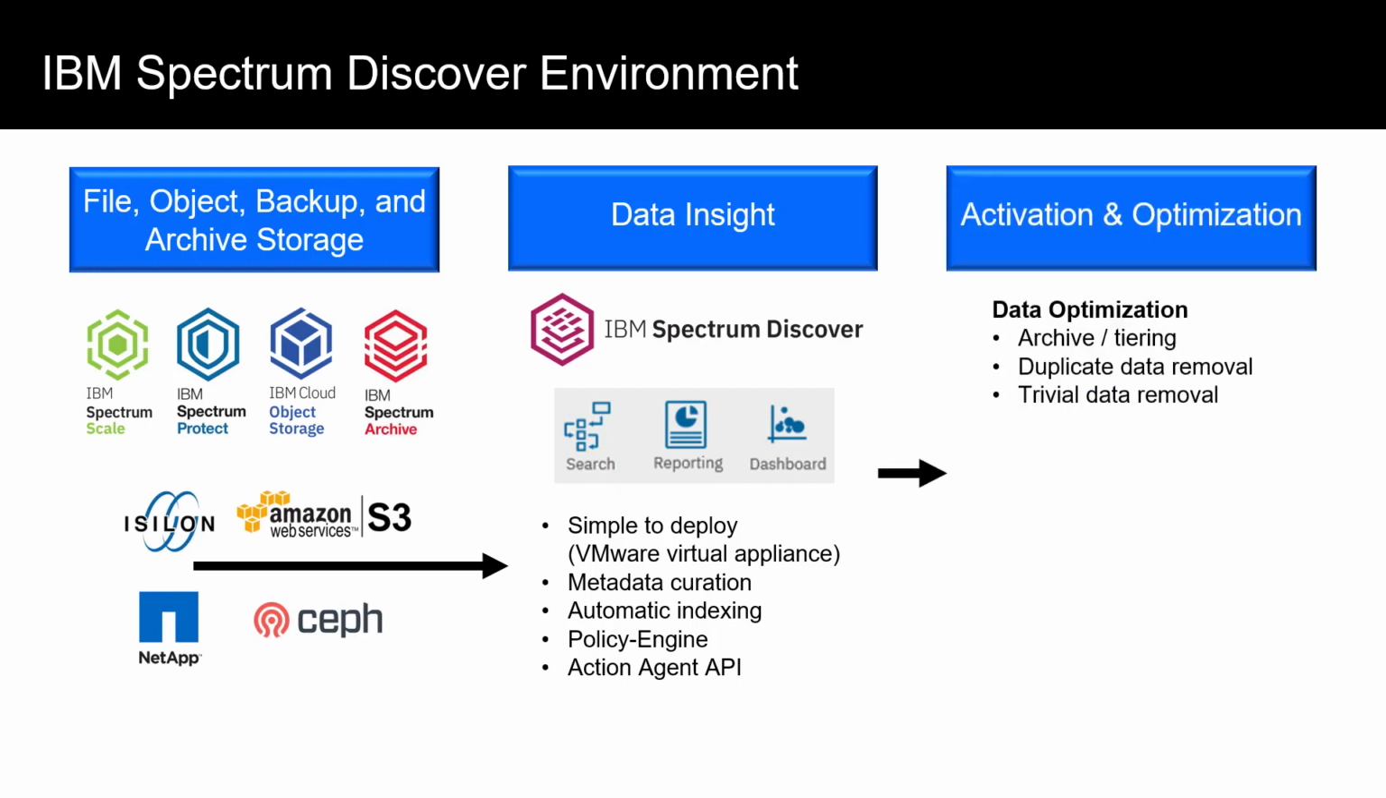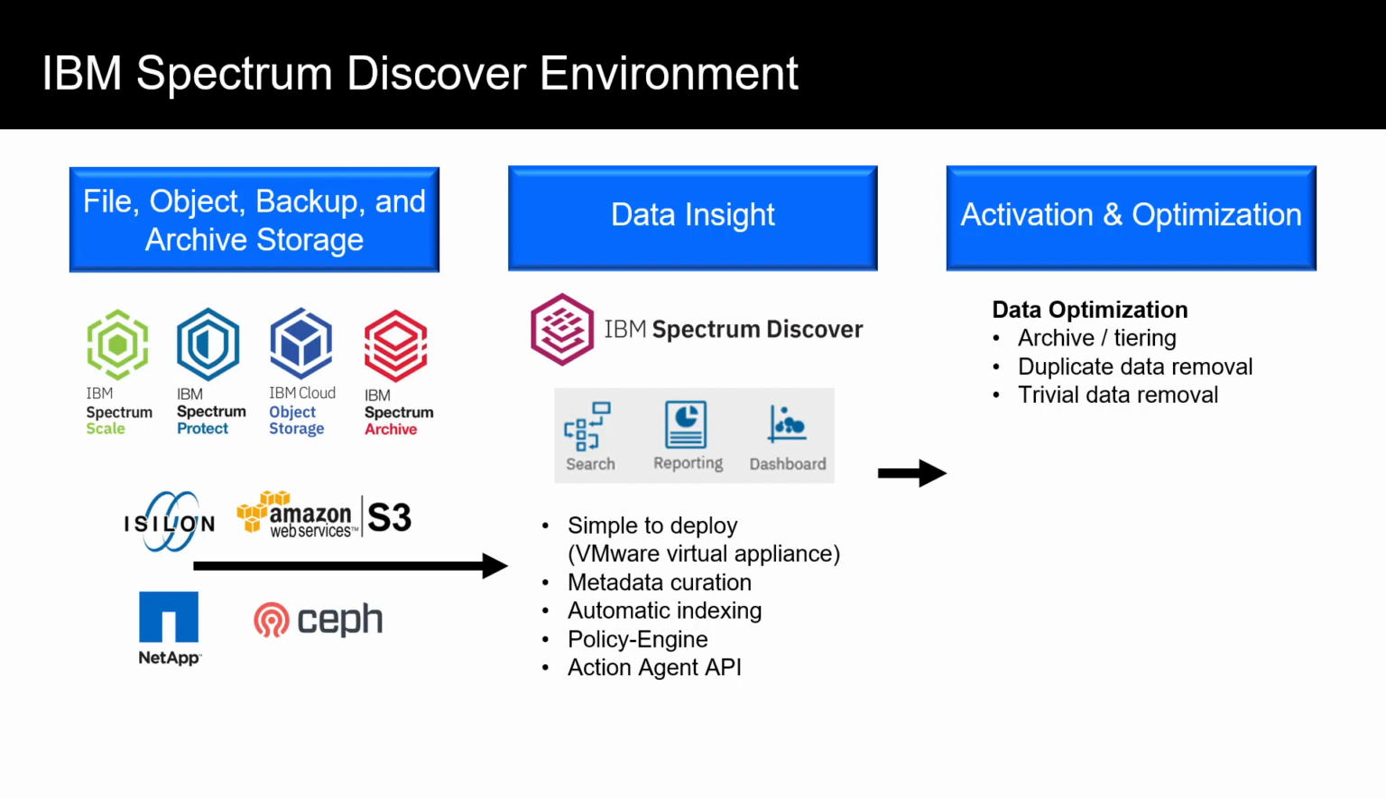Spectrum Discover decreases storage capital expenditure and provides an immediate, measurable return on investment by performing analytics on your unstructured data to quickly and easily identify aged data that can be moved off the primary storage, as well as potentially duplicate data that is not relevant to the organization that, in some cases, can be removed altogether.